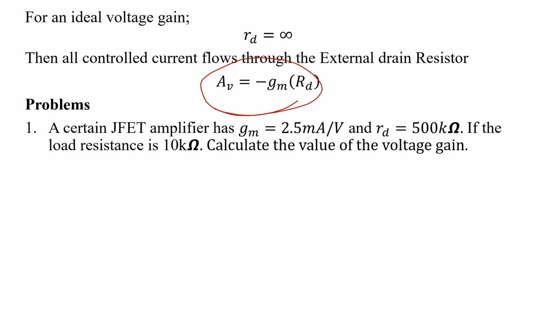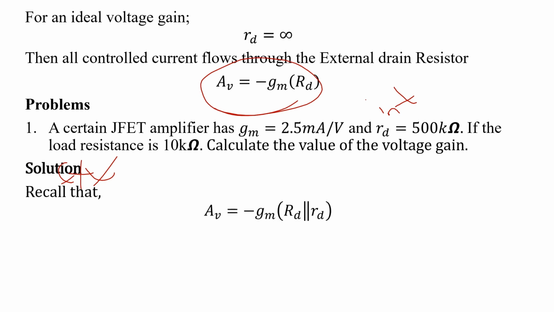Now let's see a problem. It said a certain JFET amplifier has a transconductance of this. If the load resistance is this, and they gave us the inputs, this is our internal drain resistance, and this is our load, meaning external drain resistance. So we are asked to calculate the value of the voltage gain.